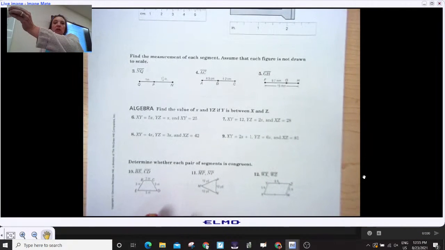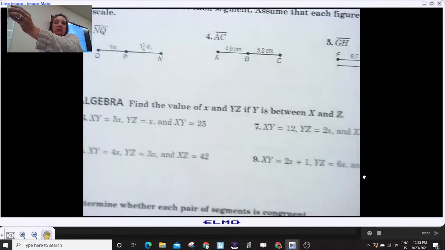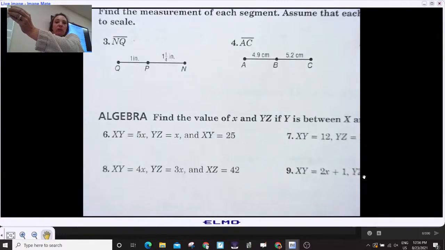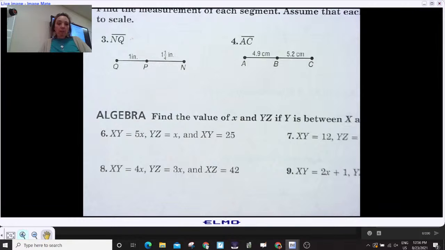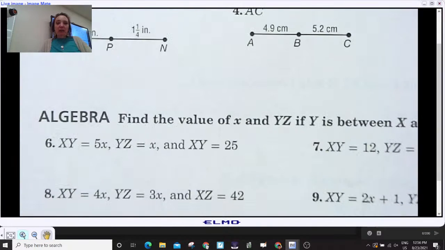Last week, did we talk about problems 6, 7, 8, 9? Did we talk about those? 6 and 7. We didn't get to 8 and 9.